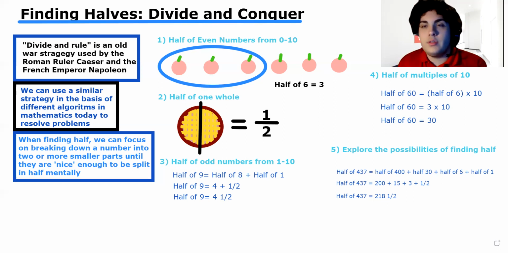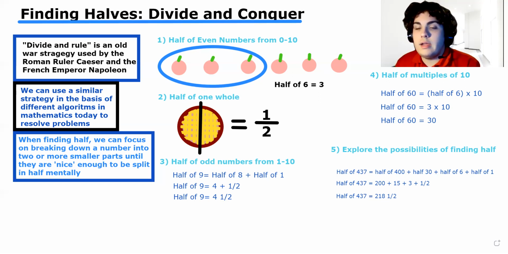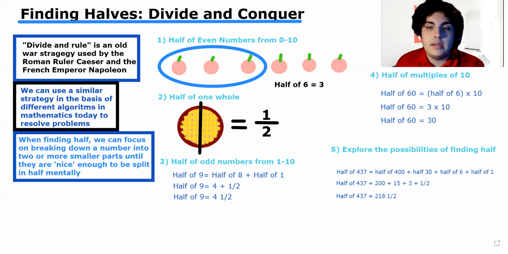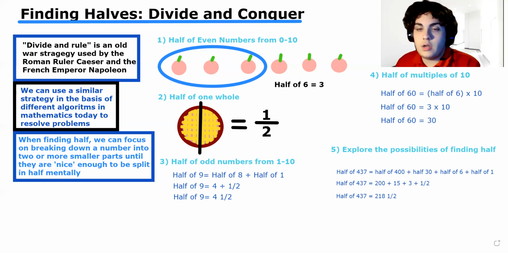So half of 437 is equal to half of 400 plus half of 30 plus half of 6 plus half of 1. Now half of 400, that's not something we've seen before, but it's quite similar to what we did in step 4. Half of 400 is the same as half of 4 times 100. So half of 4 is 2. 2 times 100 is 200. So half of 400 is 200.